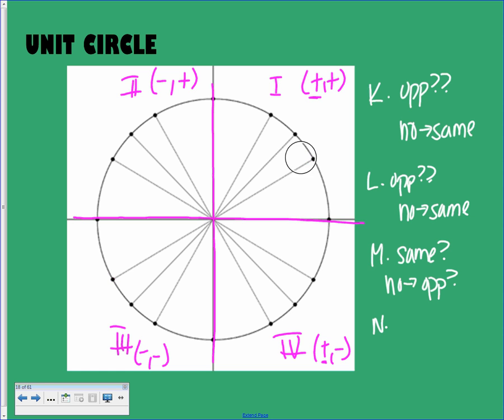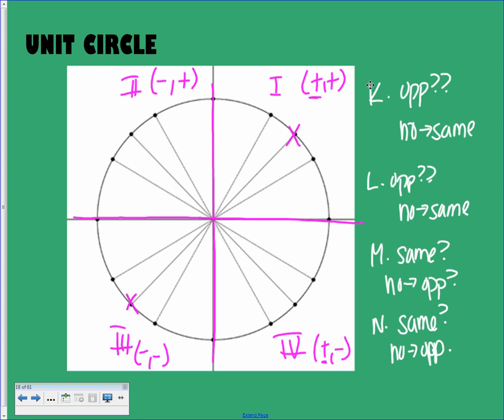Okay, and then example N says cosine of 45, so here's 45, and sine of 225. Okay, are they the same? Okay, there's no negative sign, so it says are they the same. So the cosine in the first quadrant is positive, as we can see, and then the sine in the third is negative. So are they the same? Absolutely not. They are actually opposites.